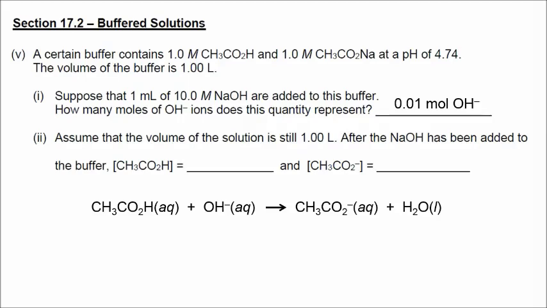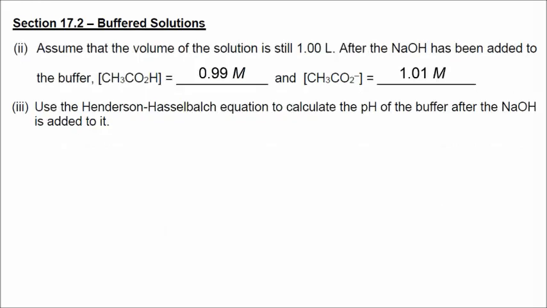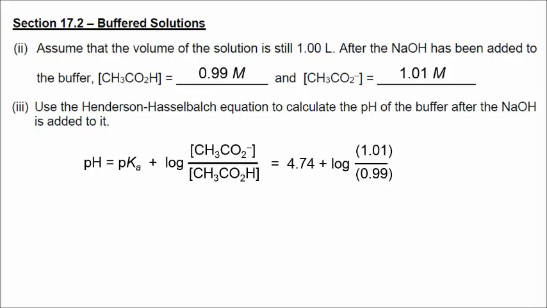So after the sodium hydroxide has been added to the buffer, the new concentration of acetic acid will be slightly less than 1 molar. In fact, it's going to go down by 0.01. So we had 1 mole of acetic acid, now we have 0.99. That's our new concentration. And since the acetate, which initially we had 1 mole of acetate, has gone up a little bit, now our new concentration of acetate is 1.01. Let's plug in these values into the Henderson-Hasselbalch equation and see if our pH has gone up a little bit as a result of adding the sodium hydroxide. Well, yes, our pH has gone up slightly to 4.75.